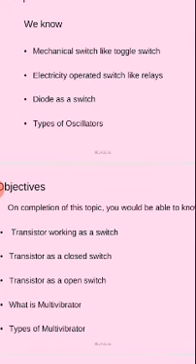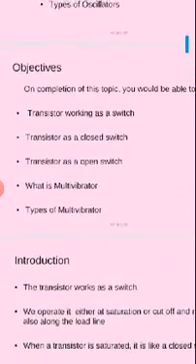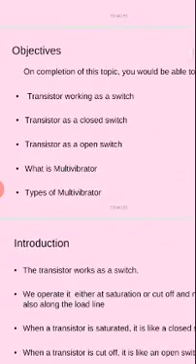We know mechanical switches like the toggle switch, electrically operated switches like relays, the diode as a switch, and types of oscillators. The transistor can act as an amplifier, oscillator, and switch. Now we are discussing the transistor as a switch.